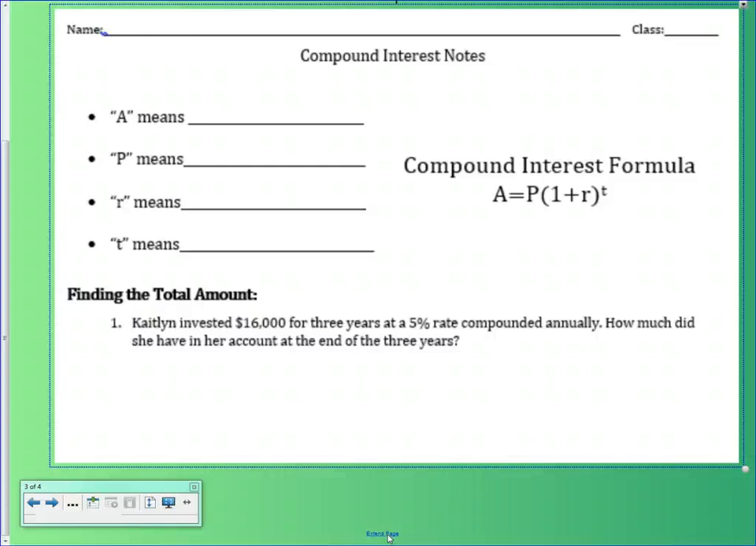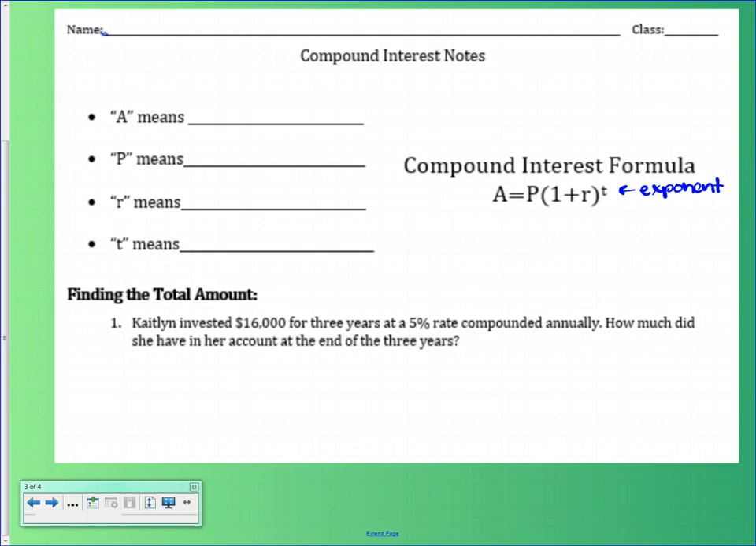So the compound interest formula is A equals P times 1 plus R to the T. So this T, that's an exponent. We're not multiplying by it. Okay? The difference between compound and simple interest: with simple interest, you only earn interest on the principal, or what you have put into the account. With compound interest, you earn interest on both the principal and any other interest that you've already earned.